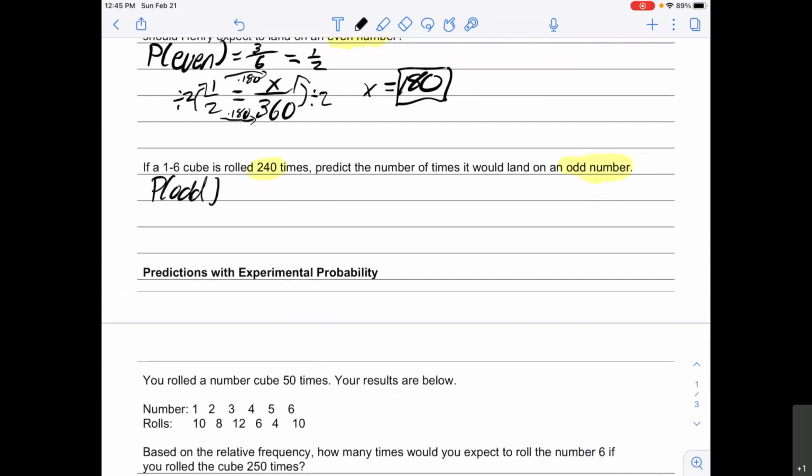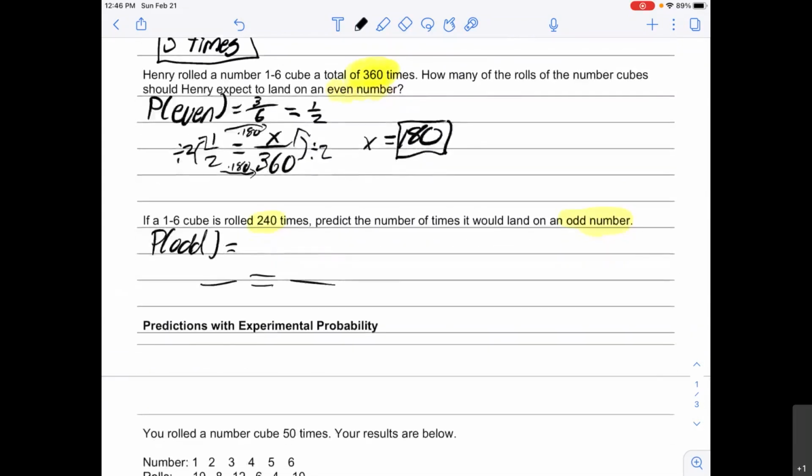So I know that the probability of rolling an odd number, I have to think of how many numbers are odd on a dice out of how many total numbers. Then I'm going to use that value to set up my proportion. So first find the probability of rolling an odd number on a dice. Then use that to fill in your proportion to predict how many times out of 240. It's very similar to the last problem we did. This time we're looking at odd numbers out of 240 rolls. So that will be your first check for this video. So pause the video here, get that problem done, and then continue when you're ready.